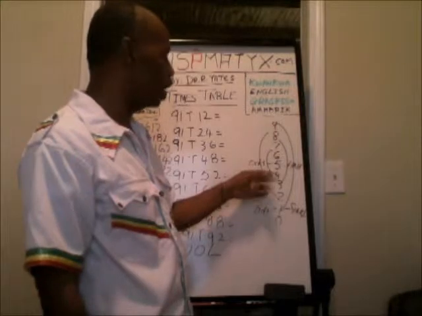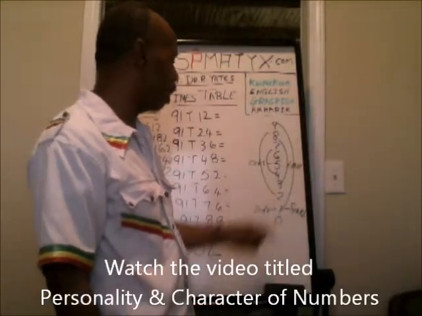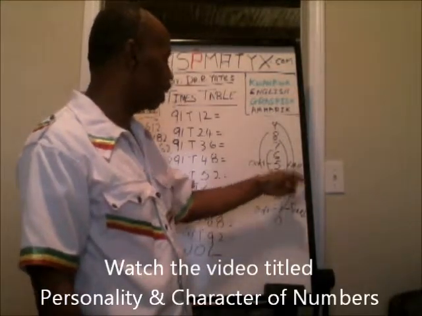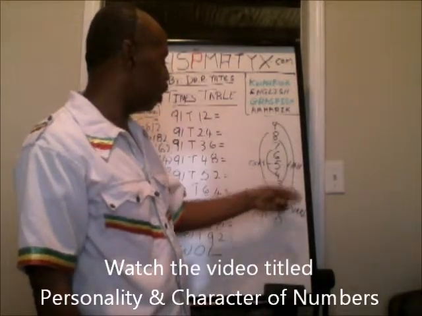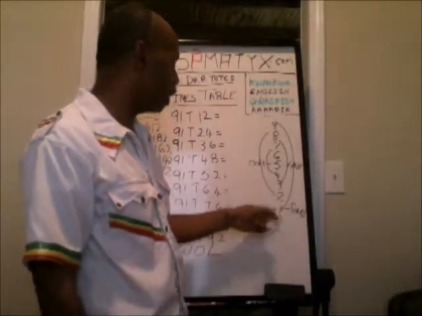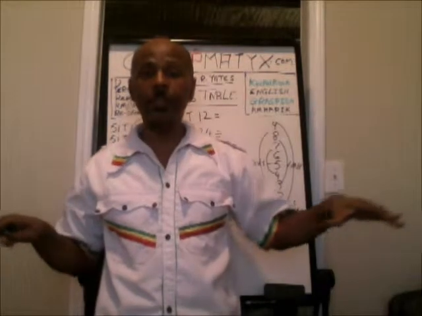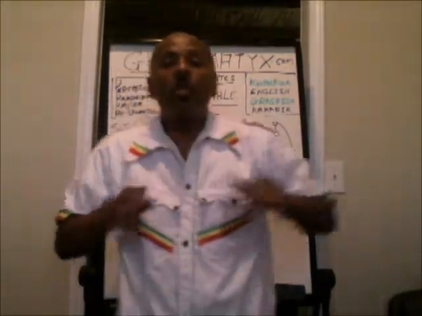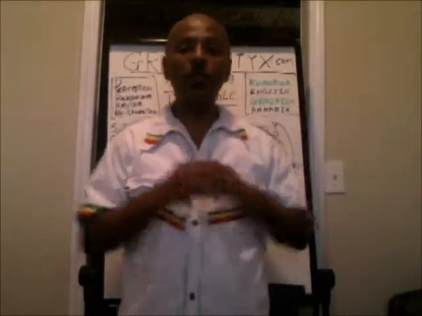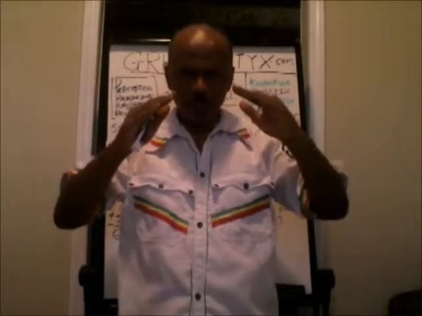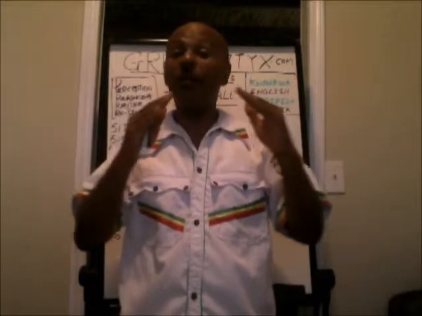The character of 4 is what? D plus D, double plus double. The character of 3 is double plus single. The character of 2 is double. The character of 1, single. The character of 0, balance. Equilibrium. Nucleus. That's the 0.